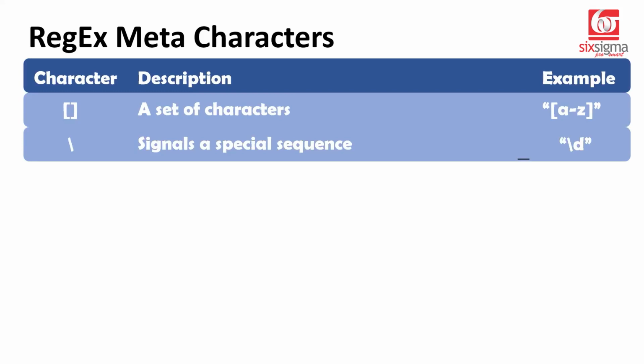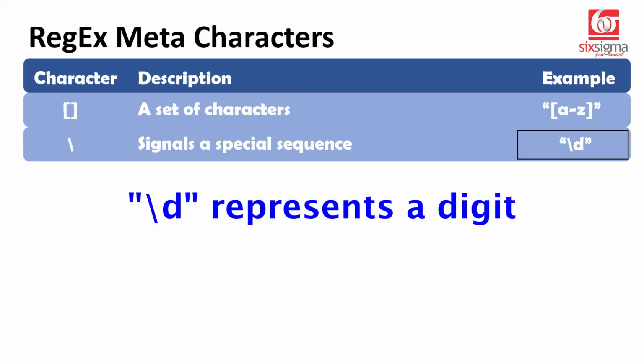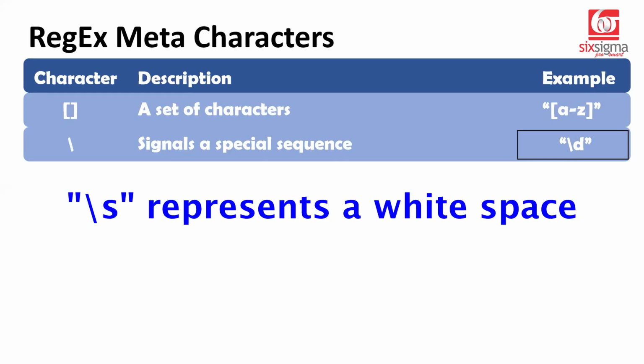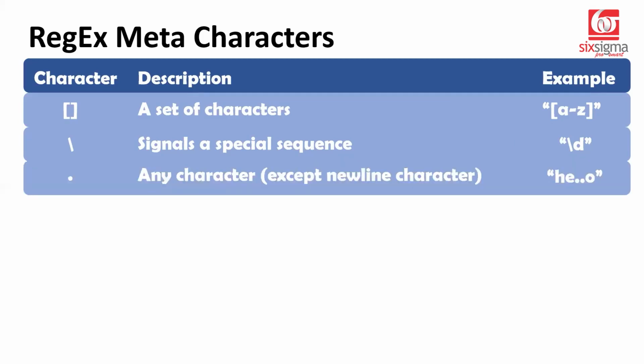The backslash is used as a special sequence. So if we write \d, it means that we are referring to a digit. If we write \s, it indicates a white space. Likewise, this dot or period essentially represents any character except new line character, single occurrence.